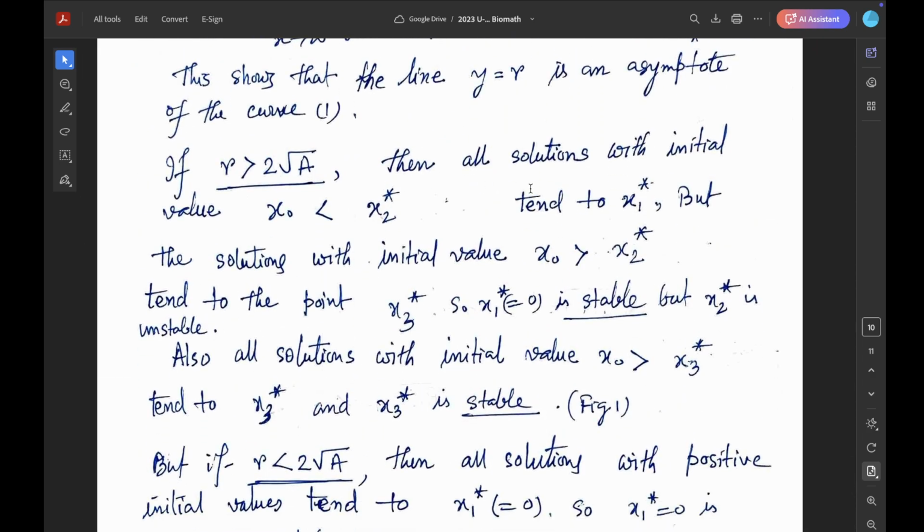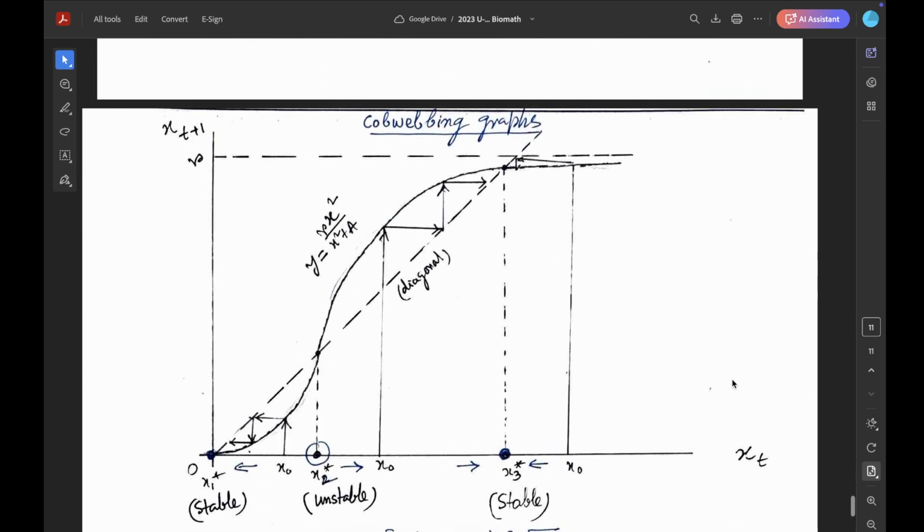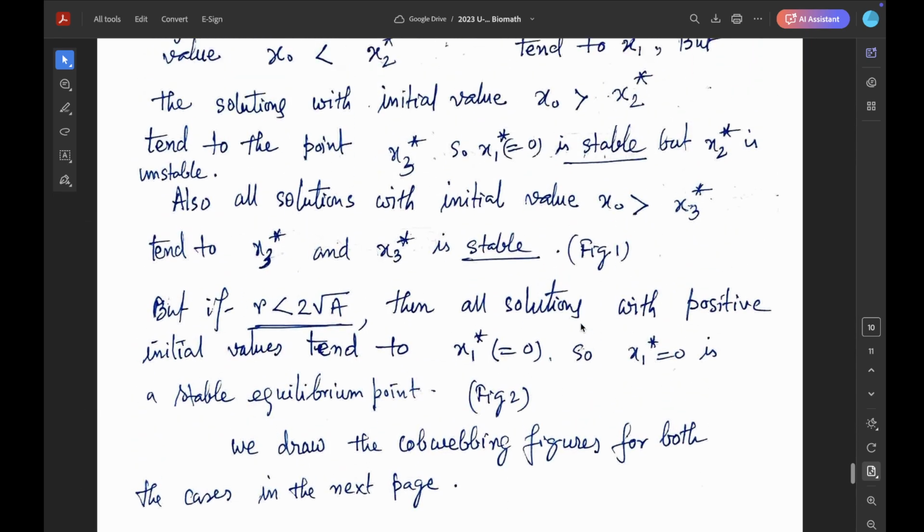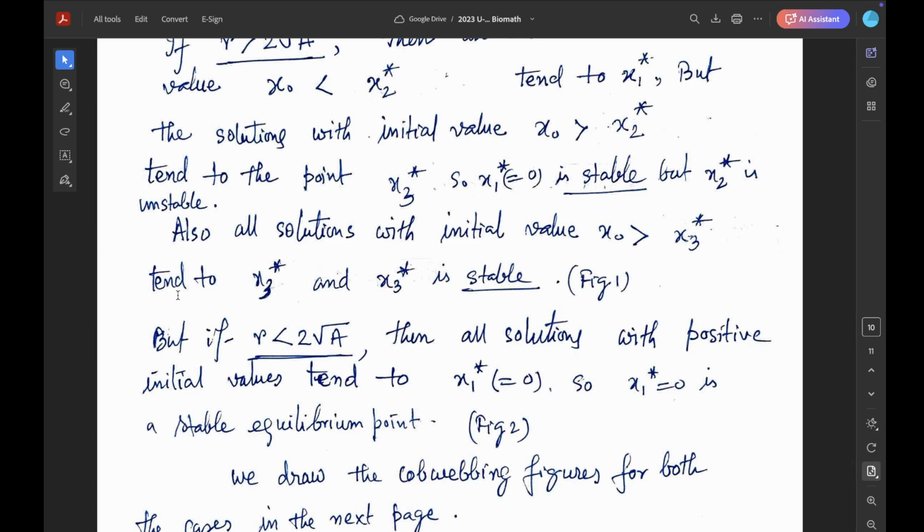So solutions with initial value x0 less than x2* tend to x1*, but solutions with initial value x0 greater than x2* tend to the point x3*. So x1*, which is equal to 0, the origin, is locally asymptotically stable, but x2* is unstable. Also, if we start from a point with x0 greater than x3*, then this solution also moves close to the steady state x3*, and x3* is locally asymptotically stable.